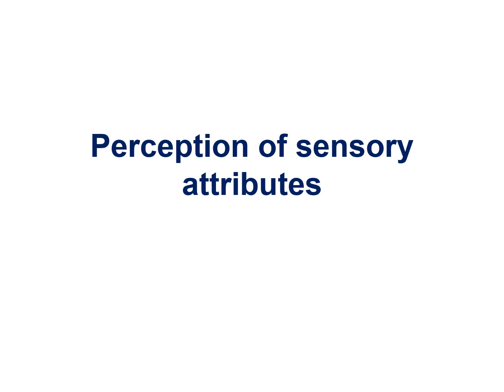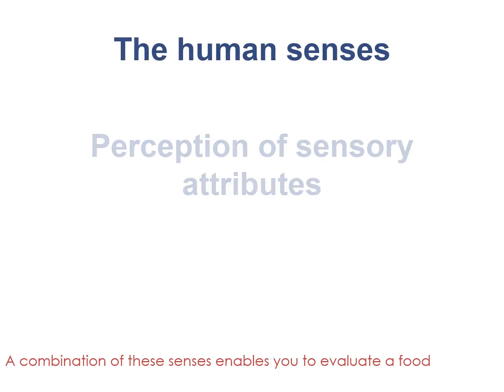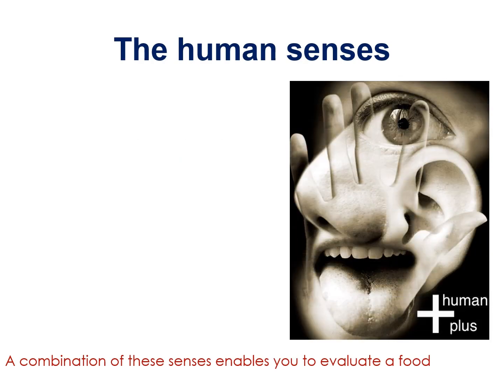So now let's look at the perception of the sensory attributes. Human senses. There are five senses, and sensory evaluation all depends on these human senses. It is a combination of these senses that enables you to evaluate a food.